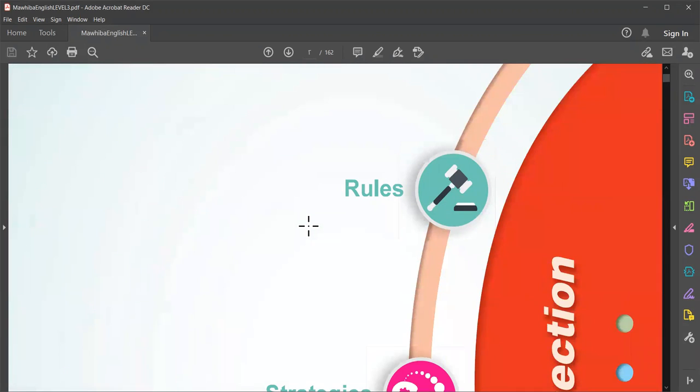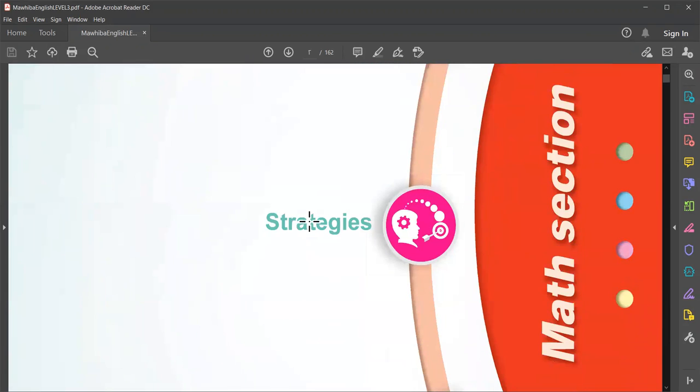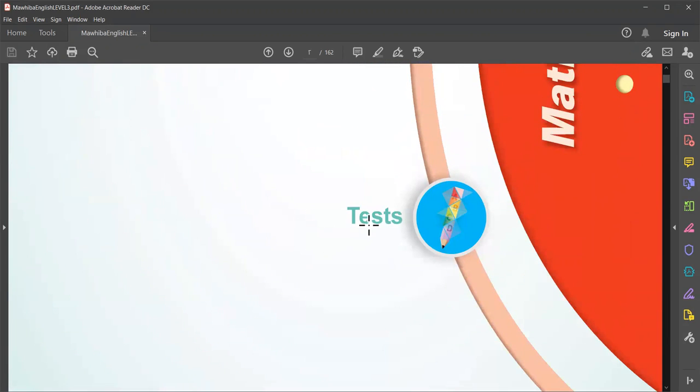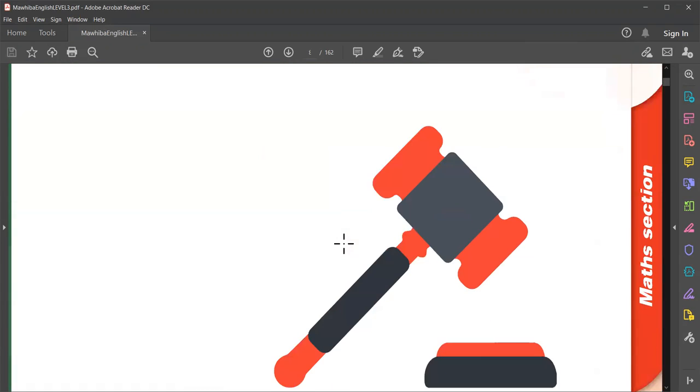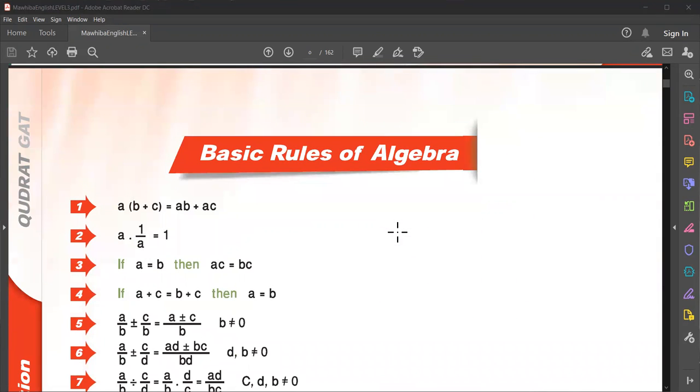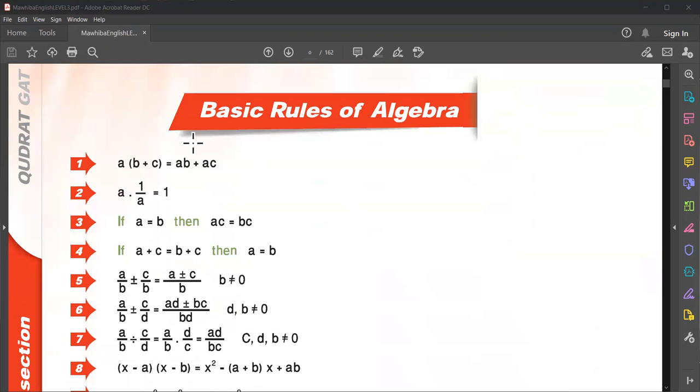We explain Mawheba level 3, math section and verbal section. In the math section we have rules, strategies, and tests. First, in rules, we review the rules. Maybe you know them, because you are in grade 9 and grade 10, so you know everything about mathematics.